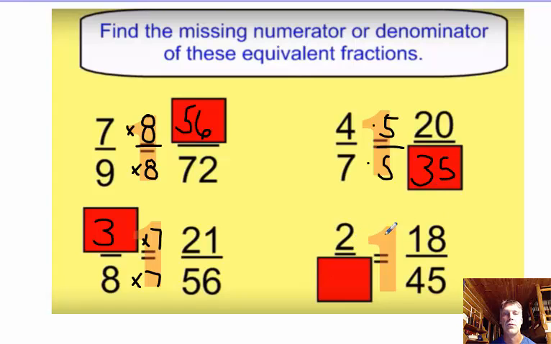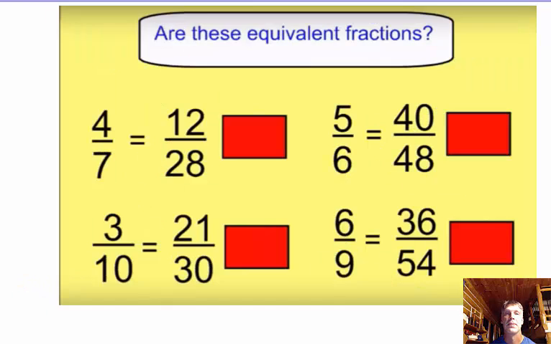One more. 2 times what is 18? Well, 2 times 9 is 18. So if I multiply 9 on the top, I multiply 9 on the bottom. So what times 9 gives me 45? Well, that's easy. 2/5, yep. So either you find the denominator or the numerator of equivalent fractions. All right, just keep going here.